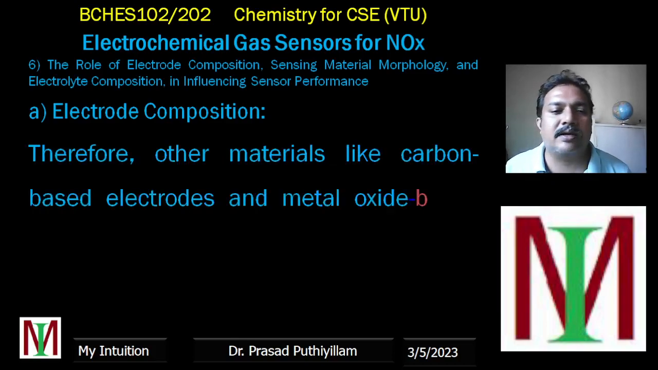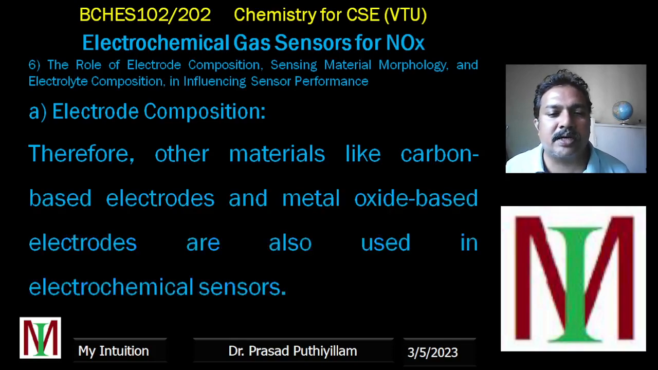Therefore, other materials like carbon-based electrodes and metal oxide-based electrodes are also used in electrochemical sensors.